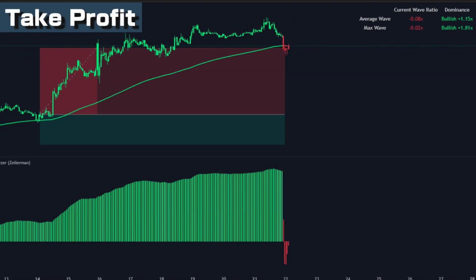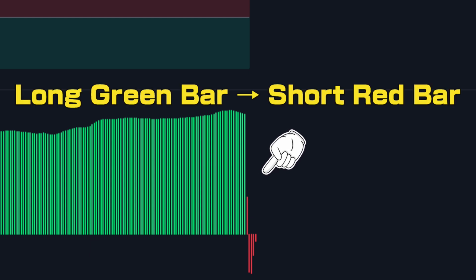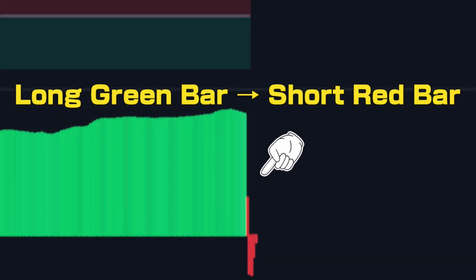Take profit. When the bars on the speed histogram suddenly start shrinking, especially when a long green bar turns into a short red bar, take profit immediately.